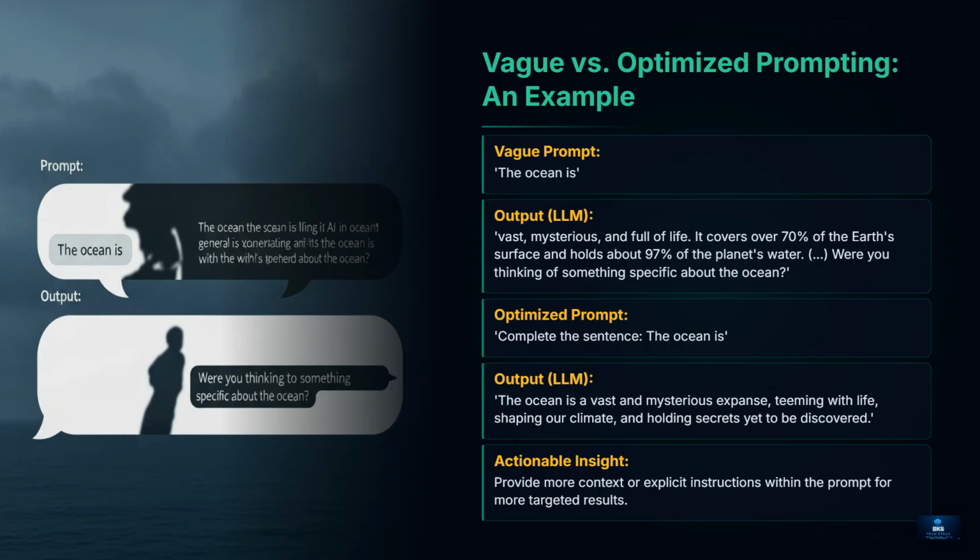Let's see the show-don't-tell principle in action. A vague prompt like "the ocean is" gives a broad, often unhelpful answer. But by adding a simple instruction, complete the sentence "the ocean is," we guide the model to a more useful and focused response. In practice, you'd use this to avoid generic filler content from your LLM applications. Here's why companies care. Precise prompts save time and computational resources by generating only relevant information, and that means you can get to the specific insights you need faster.